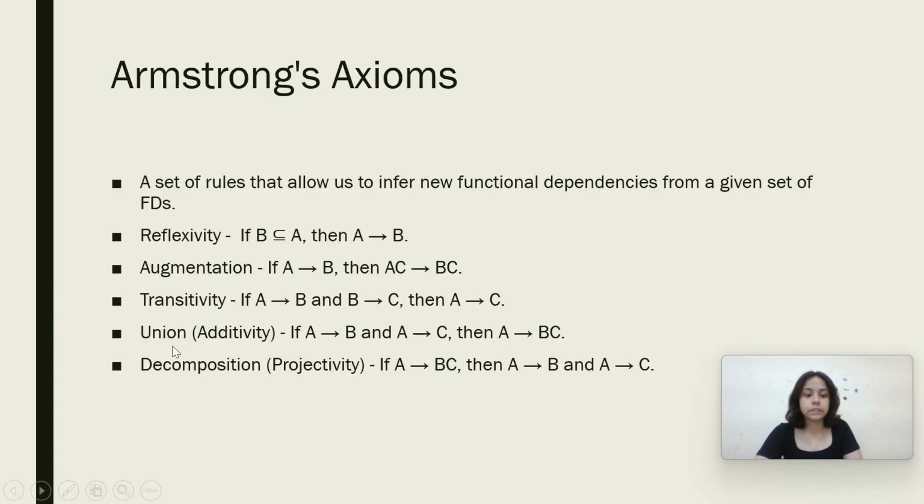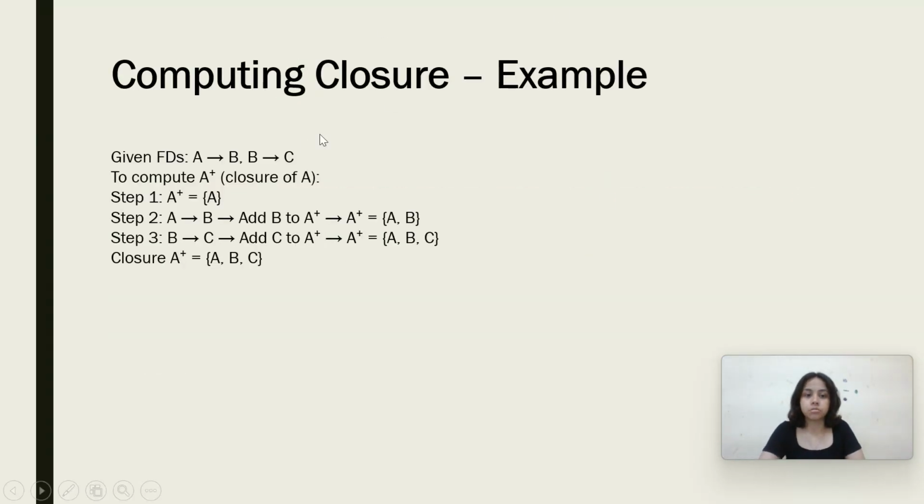Then we'll see what is union. Union means if A derives B and A derives C as well, then A will derive B and C together. Decomposition means if A is derived by B and C both, then we can derive A by B and A by C independently. Now we'll move forward. Computing closures.